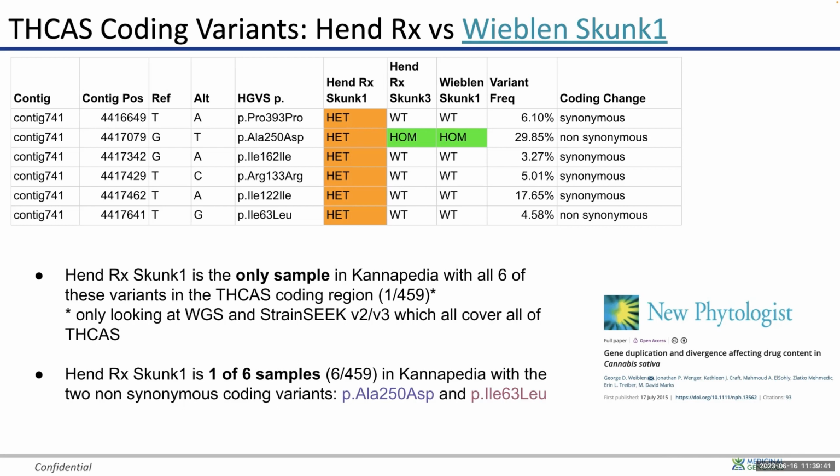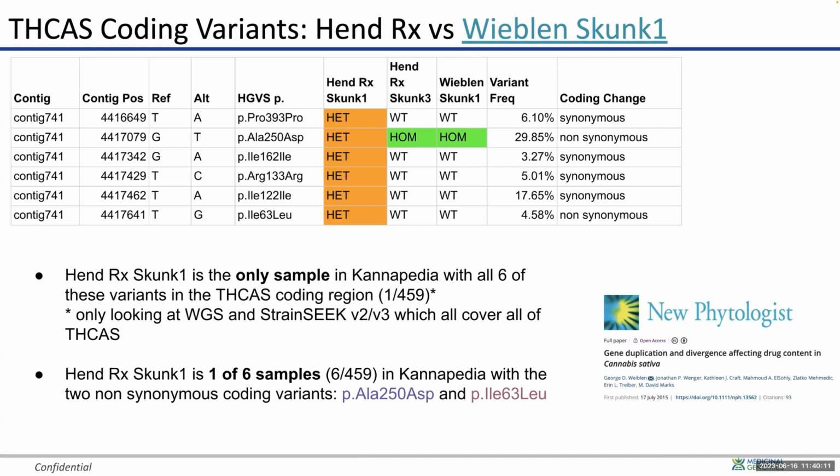And then I'm just trying to understand the context from a plant feeding perspective. In the Hendrix populations, there's 2 different plants. So in both of those plants, all 6 points are heterozygous? No, only in skunk 1. And then in skunk 3, PALA 250 ASP is a homozygous variant that is in skunk 3 and is also in the Weeblen skunk 1.